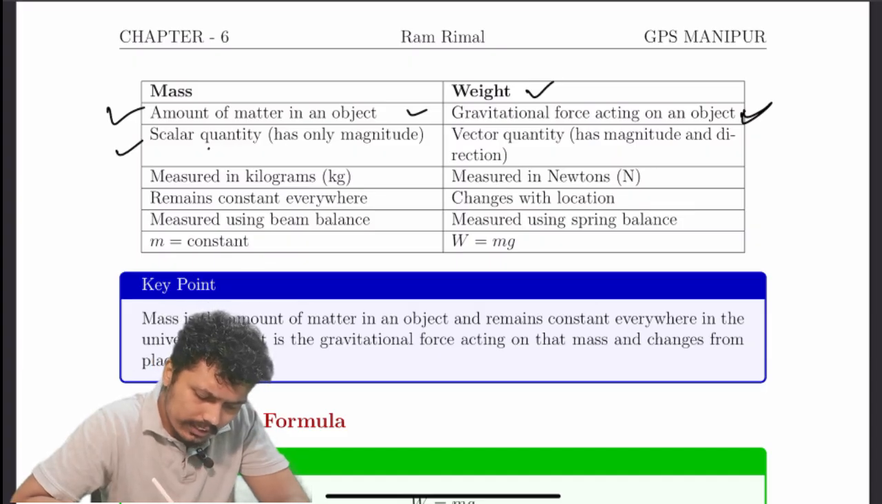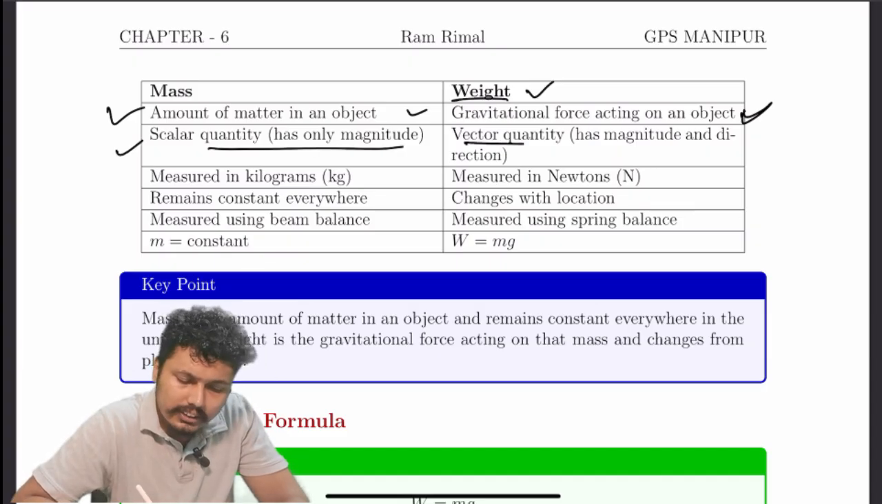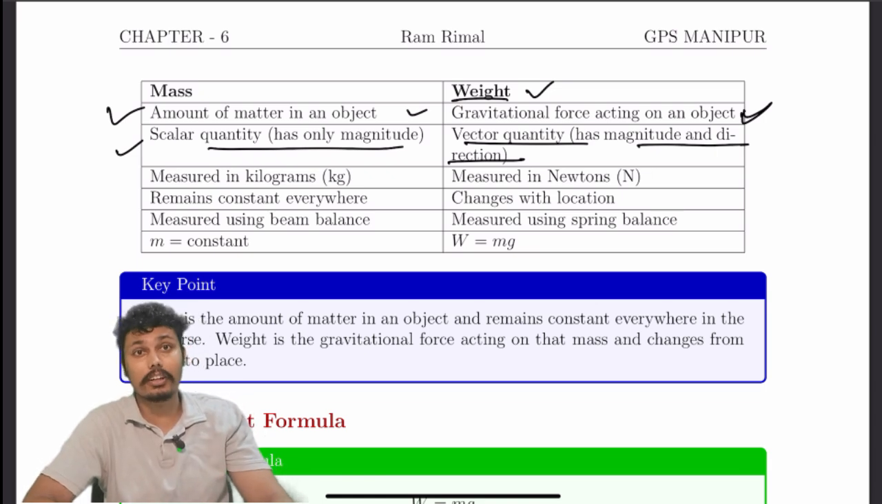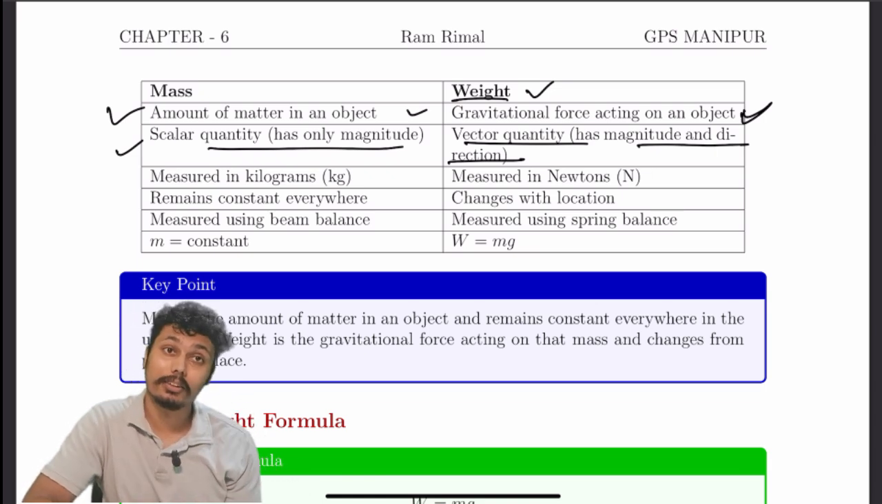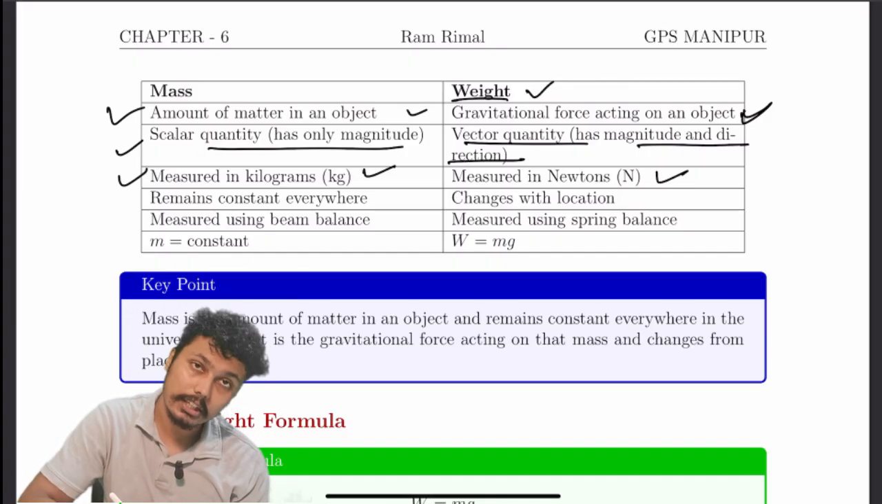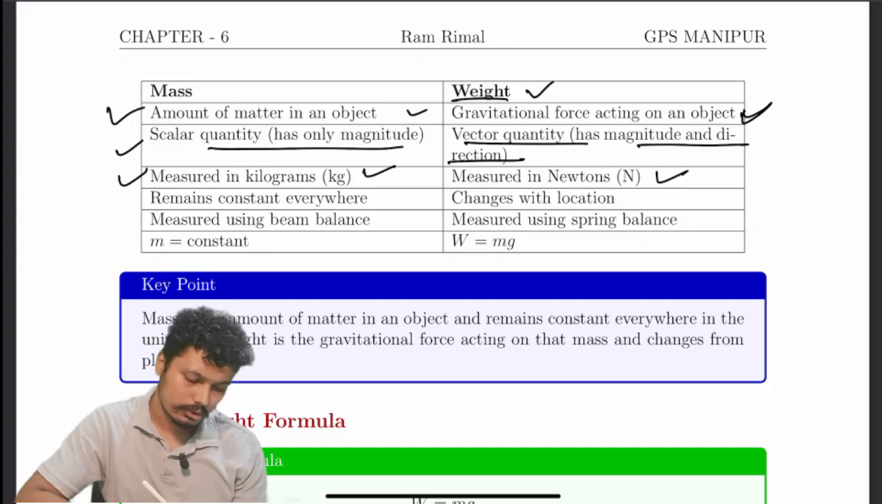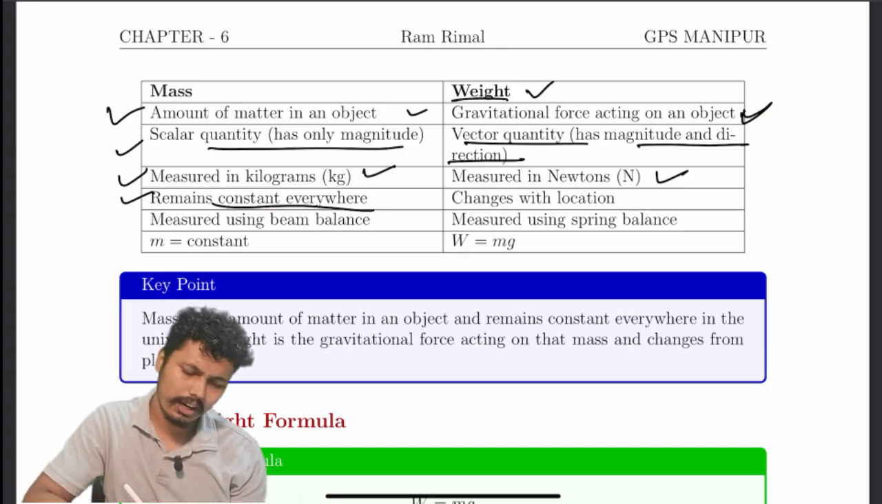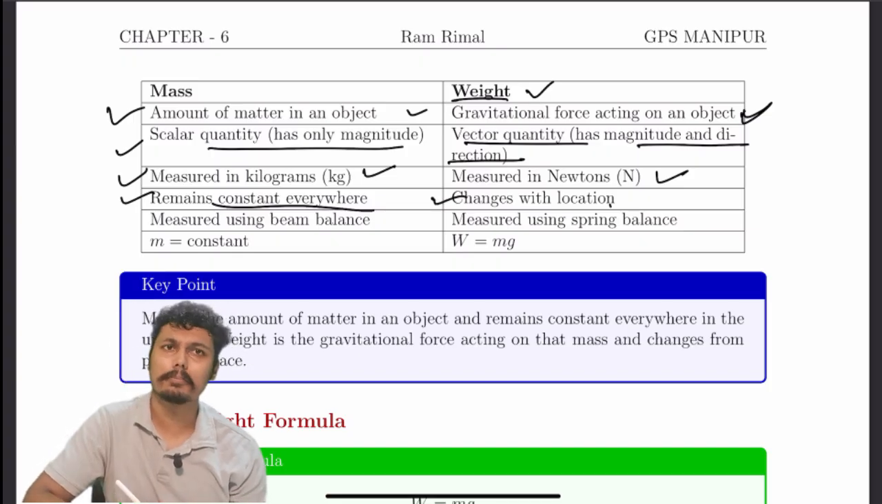Mass is a scalar quantity, only magnitude. Weight is a vector quantity, magnitude and direction. We have discussed this in the first chapter: what is a vector quantity, what is a scalar quantity. Mass is measured in kg, weight is measured in Newton. Mass is constant everywhere, wherever you go, and weight changes with location.